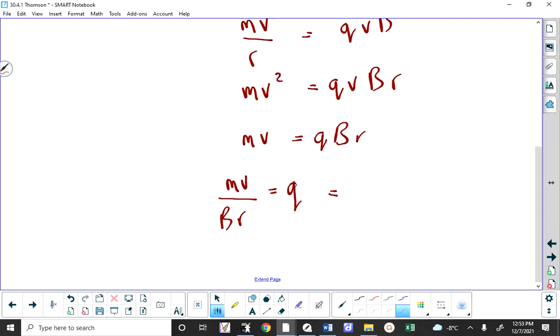I don't know what you get exactly. Maybe you get 4.75 times 10 to the negative 19. Does anybody have the number? It works out almost exactly to 4.8? Oh, sorry. 4.8. So it does work out to 4.8 times 10 to the negative 19.